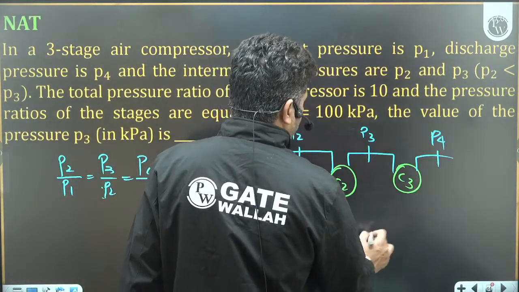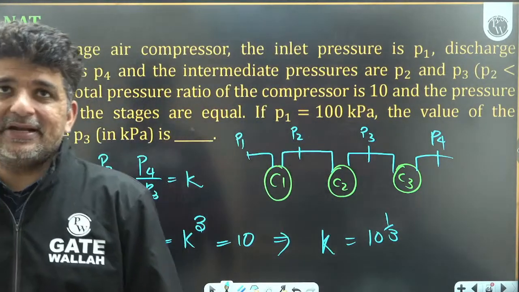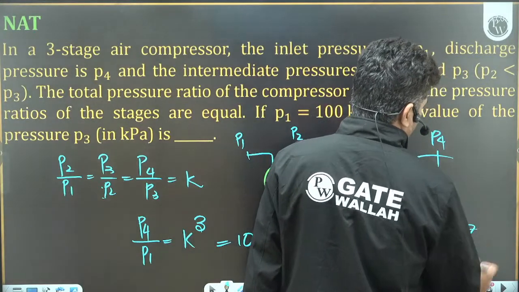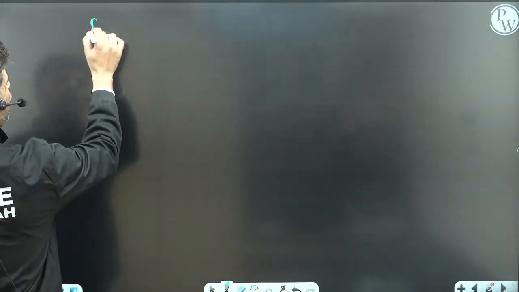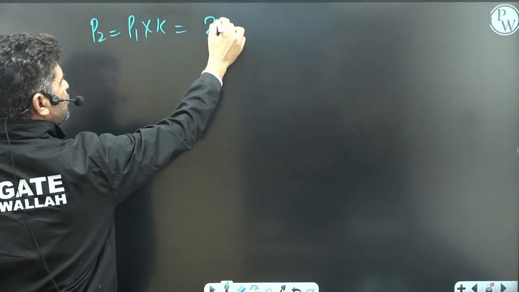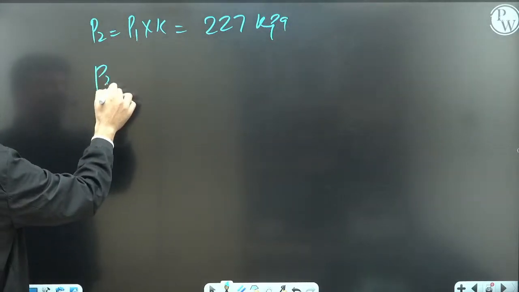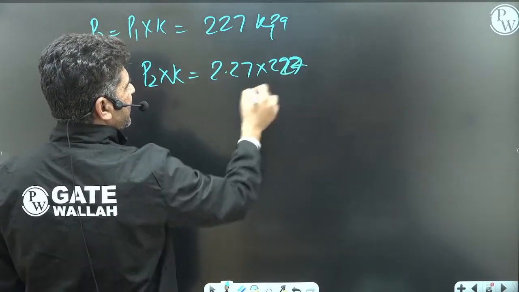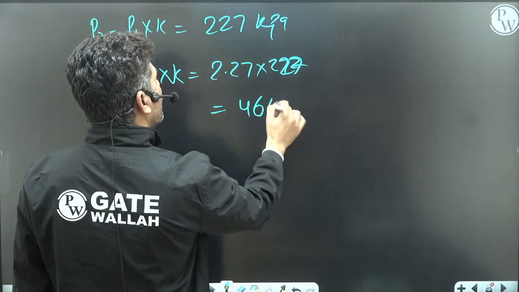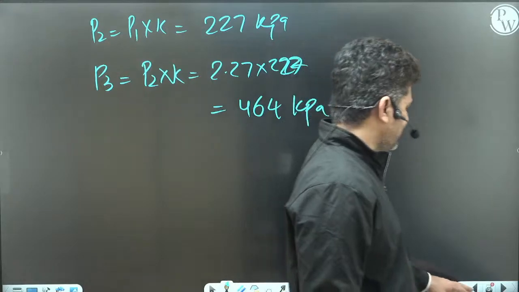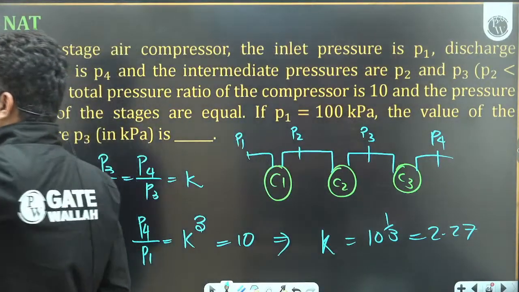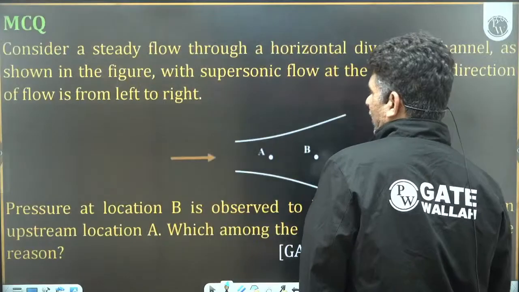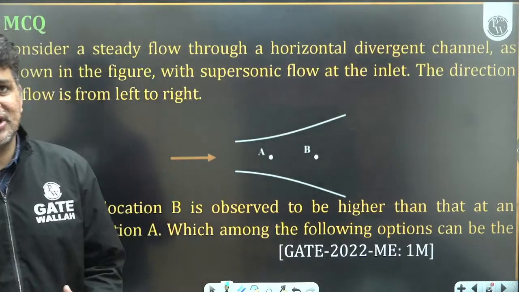Value of K will be equal to 10 to the power 1 by 3. So once you have calculated K equal to 10 to the power 1 by 3, this will come out to be 2.27. So guys, now he is not asking you P2. So P2 will be equal to P1 multiplied by K, that is 227 kPa. Instead, he is asking you P3. So P3 is equal to P2 multiplied by K. So that is 2.27 multiplied by 227. So this will be 464 kPa. Okay, so you have to see very clearly what he is asking. He is asking what is the value of P3. So P3 will be equal to 464.16. Okay, chalo.